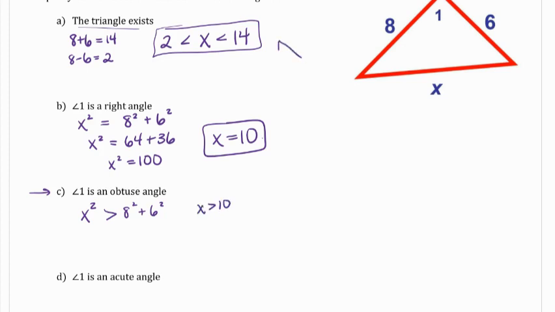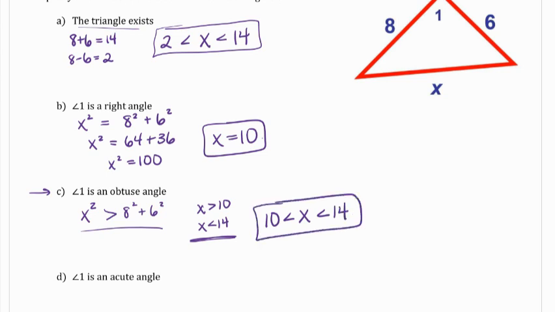So we know x has to be greater than 10. But then also from up here, we know that x can't be bigger than 14, right? To make it a triangle. So x has to be less than 14. So really, we don't even have to do the algebra over here. We can just use what we know from the previous two parts, that x has to be bigger than 10 and smaller than 14. So I can write that all as one inequality here. It has to be in between 10 and 14 in order to make that an obtuse triangle, right?